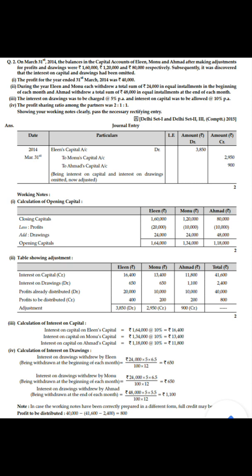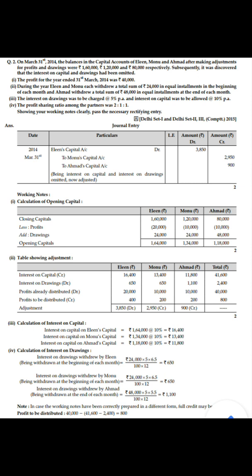So, we come directly to the working notes, where we need to calculate the opening capital. For that, first we have to write the closing capital of all the partners, that is 1,60,000 for Aline, 1,20,000 for Monu and 80,000 for Ahmed. From that we have to subtract the profit. It is given in the question that the profit is 40,000 and the profit sharing ratio is 2:1:1. So the share of Aline is 20,000, Monu is 10,000 and Ahmed is 10,000.